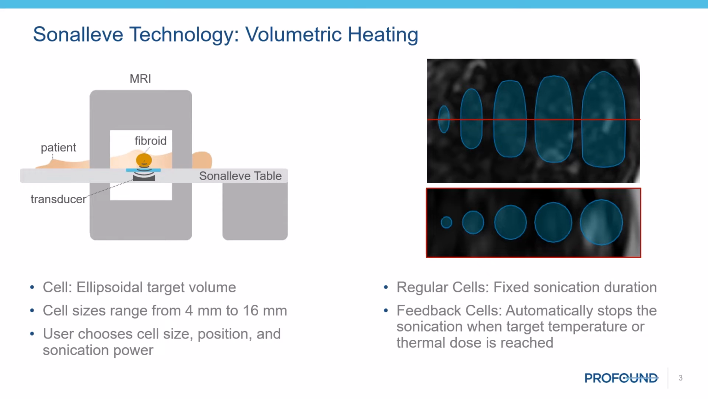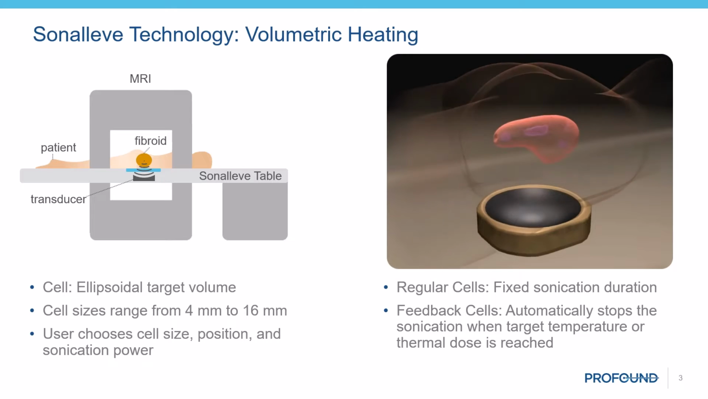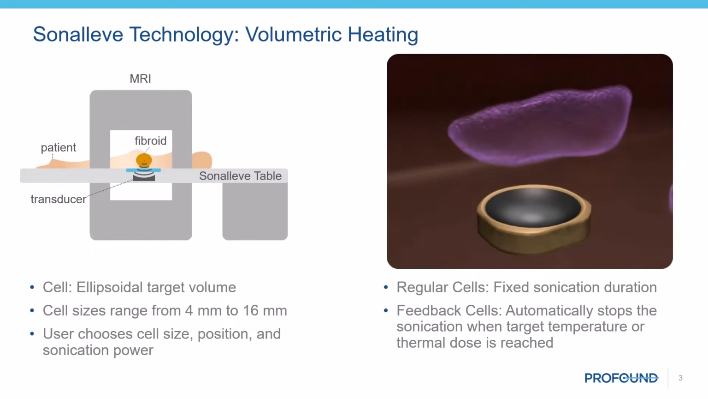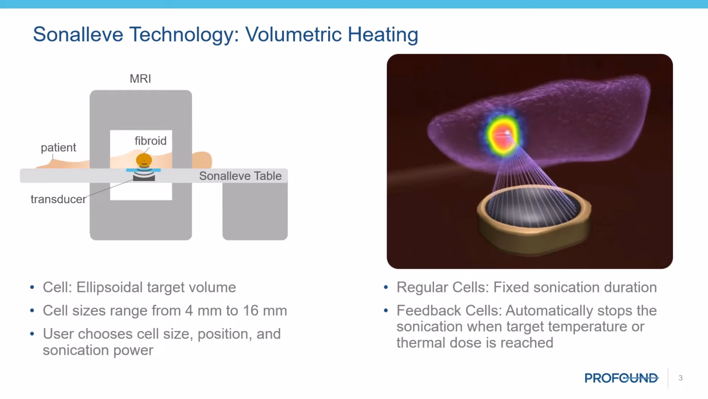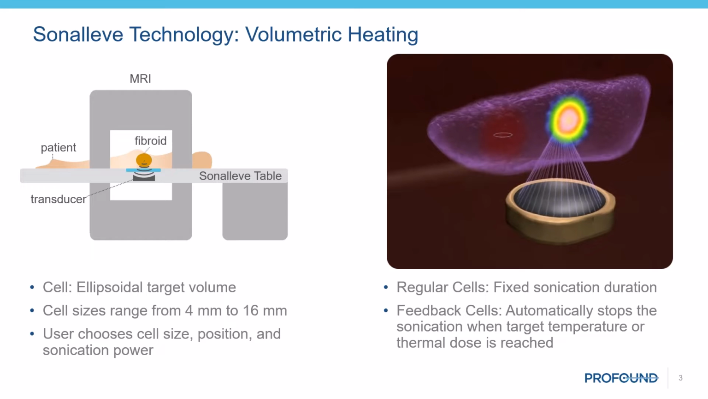This short video illustrates the volumetric heating approach that is implemented in Sonalleve. The HIFU transducer is automatically and mechanically moved to the location of the planned cell. During the sonication, electronic deflection of the single transducer elements is applied to uniformly heat the target within the planned cell volume. After the sonication, the transducer is moved to the next planned cell location. Large cells are heated from the center towards the edges to exploit the effect of heat diffusion.